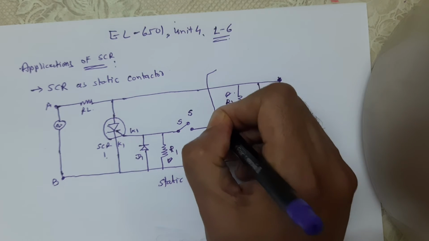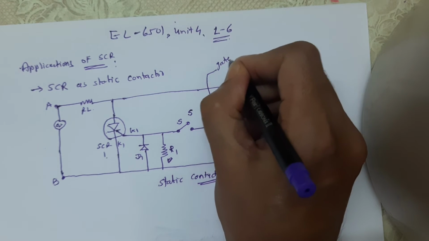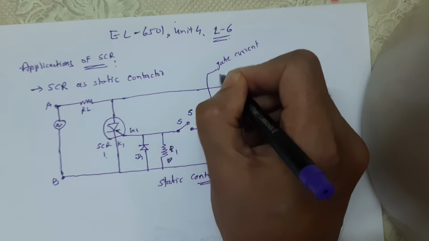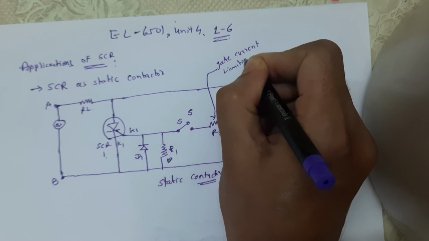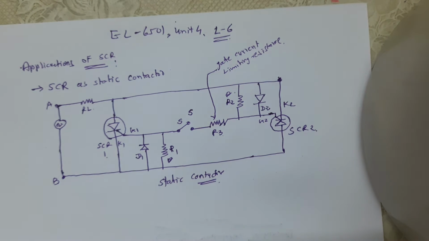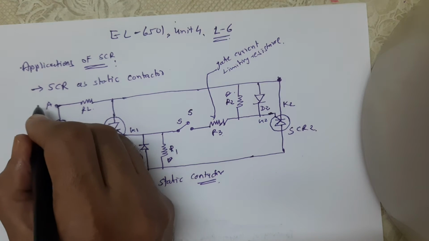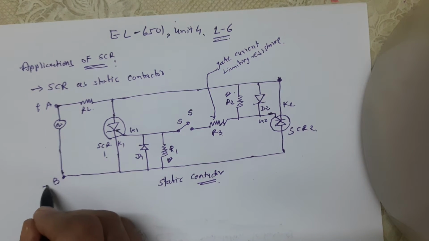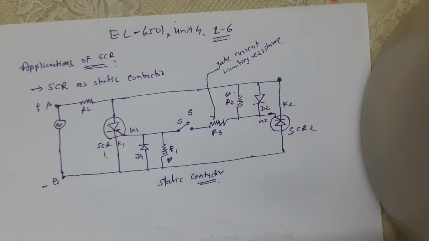R3 is the gate current limiting resistor. To start the circuit, the switch is closed. During the positive half cycle of the AC supply, A is positive and B terminal is negative.